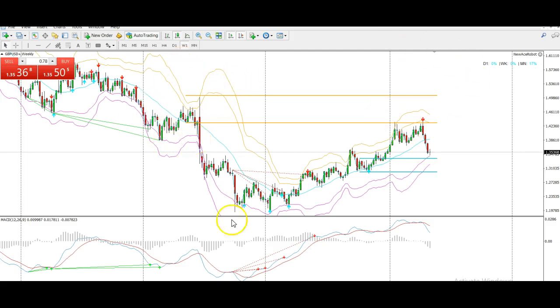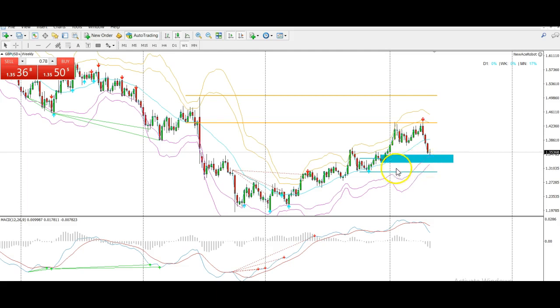Completely automated. All you need to do is spend 30 minutes analyzing the charts, select which trades you want to be taken, and just load the robot. So now it's coming down into this, so we know that this is an area we'd be looking to buy at, where price is now.